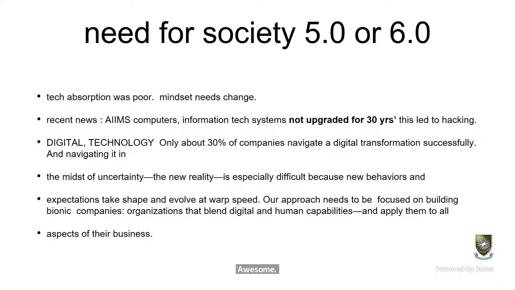As I said, I would like to move to Society 5.0. I'll tell you why. The first reason why I want to go to Society 5, which is very useful for the industry also, is that our technology absorption is very poor. It used to be many years in the beginning.